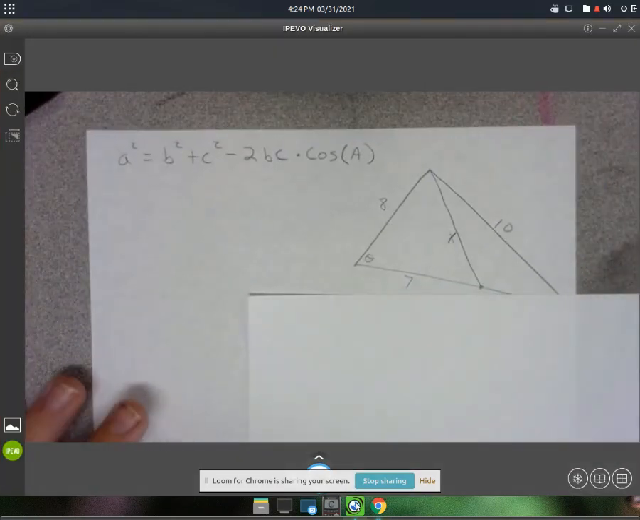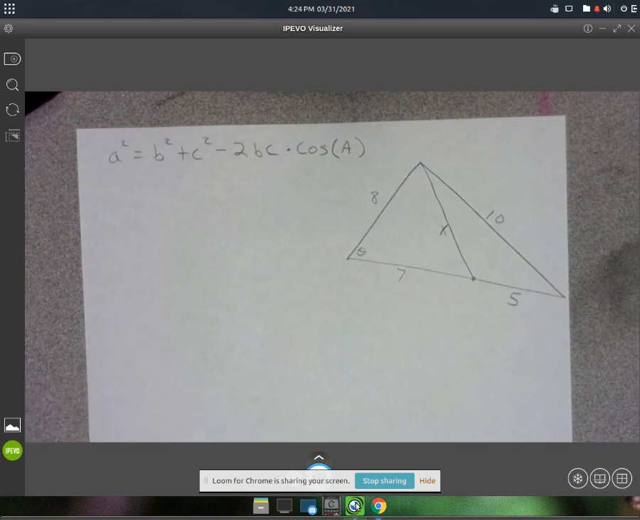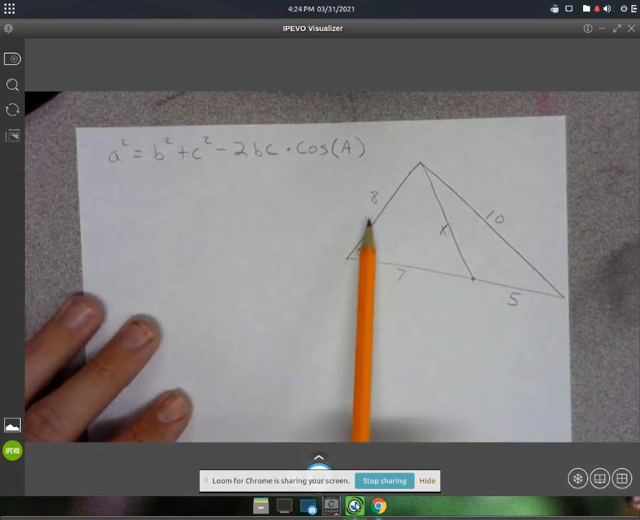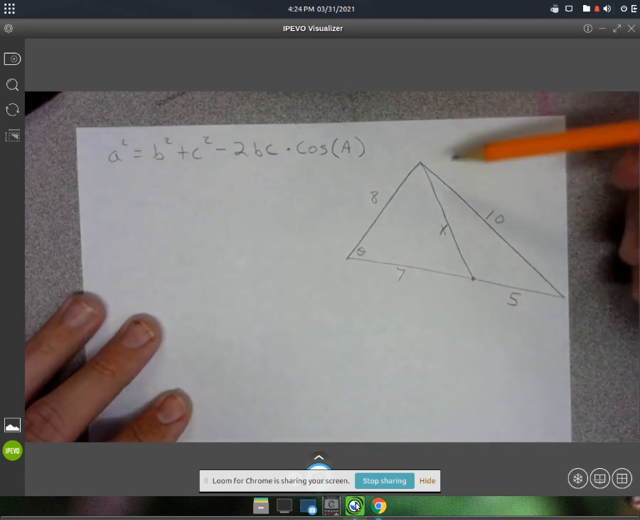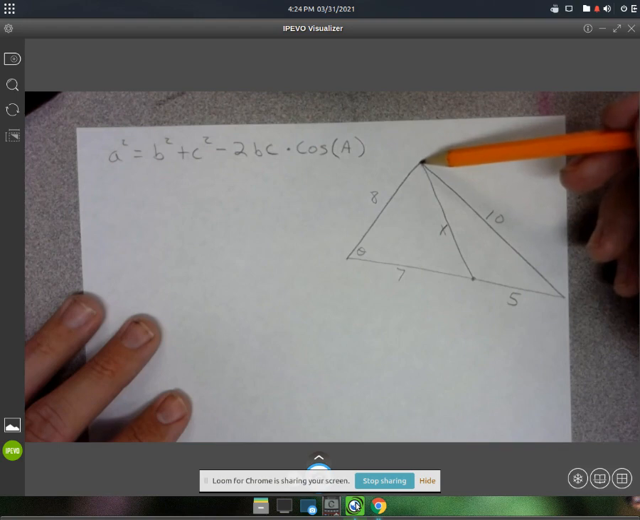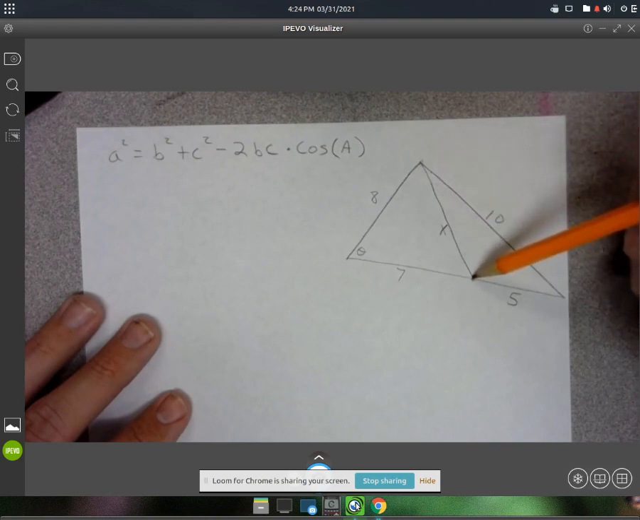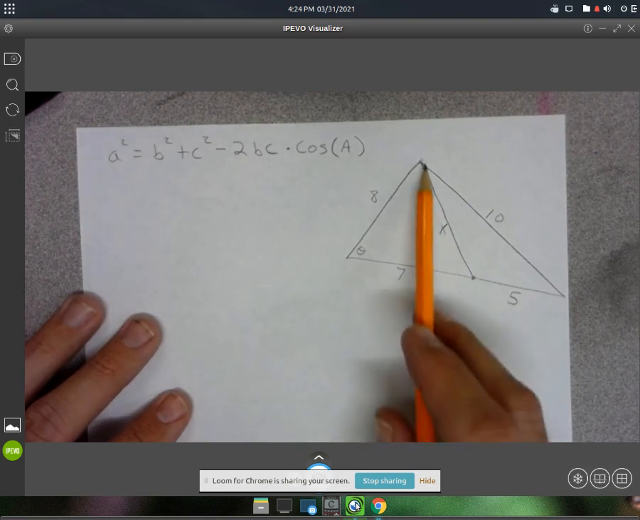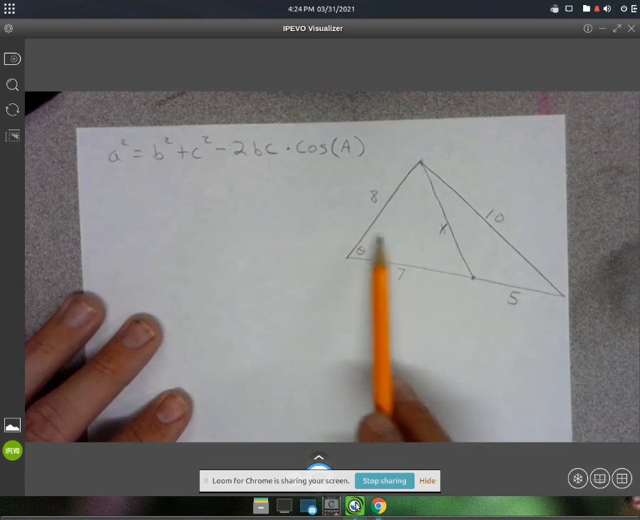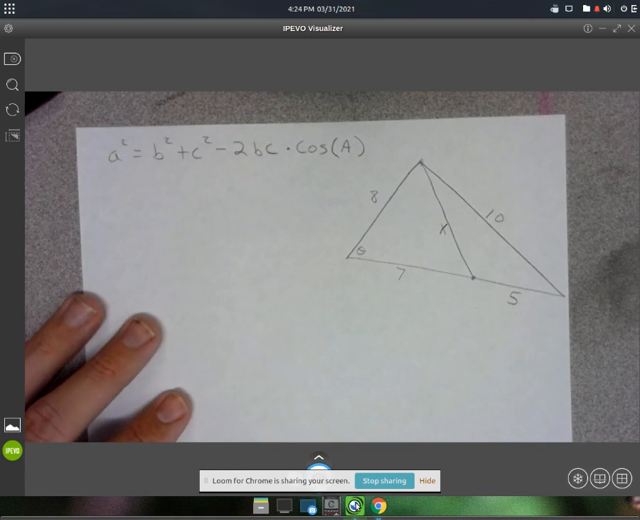All right. So in this particular triangle, we have all the side lengths around, and the question is, what is the distance from this vertex to this random point over here that kind of splits up the triangle? We want to know that length, and we're also interested in this angle right here.